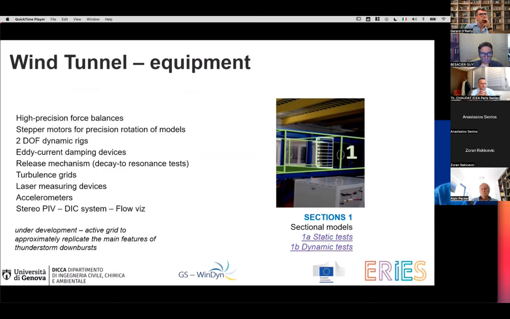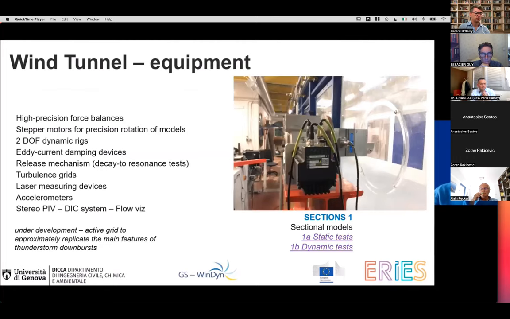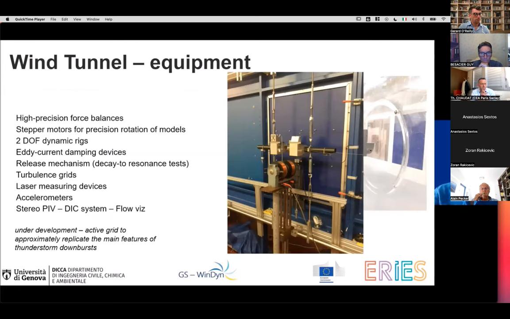The main equipment related to the static and, above all, dynamic tests in section one concerns high precision force balances, stepper motors for rotation of models up to the tenth of a degree, a 2 degree of freedom dynamic rig, eddy current devices to simulate the damping, a release mechanism for decay to resonance tests, wooden turbulence grids, laser and accelerometer devices, the possibility of performing flow visualization and to use stereo PIV and DIC systems. Moreover, we are starting to design an active grid, which is expected to be operational by the end of next year. We aim to replicate the main dynamic features of the thunderstorm downburst.